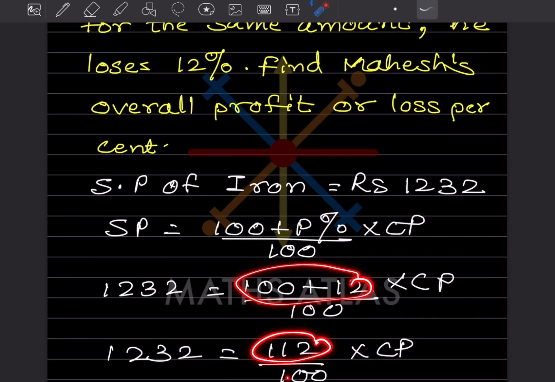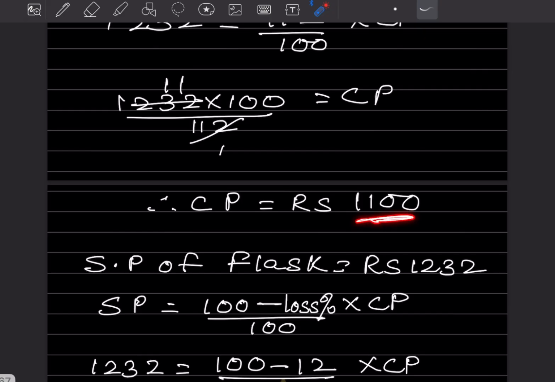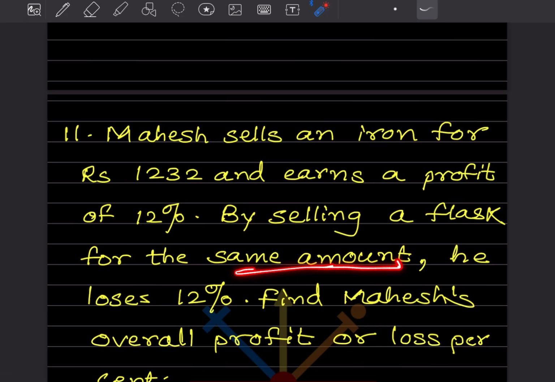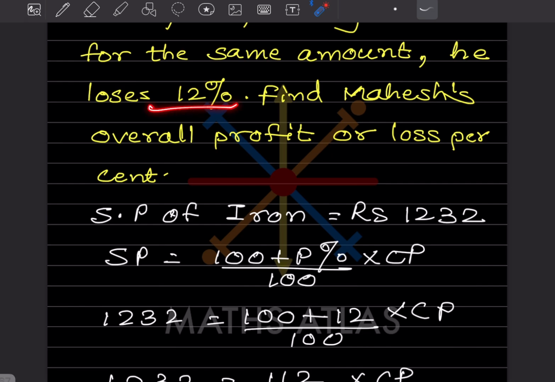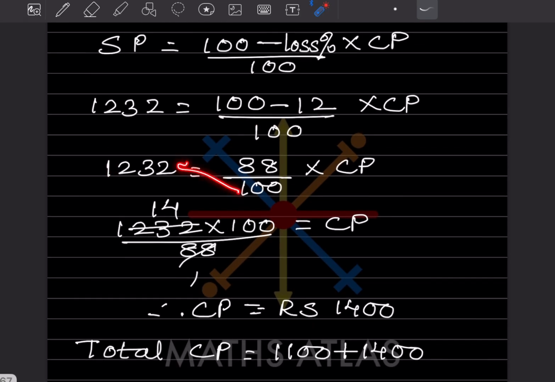After solving this, we will cross multiply. 1232 into 100 divided by 112, that is CP. CP is 1100. So the selling price of the glass is the same amount, that is 1232. But here you can see that the loss is 12%. So selling price is 100 minus loss percentage divided by 100 into CP. 1232, the loss is 12%, into CP. 88 by 100 into CP. So that will be multiplied by 100 divided by 88, that will be CP, which will be 14.